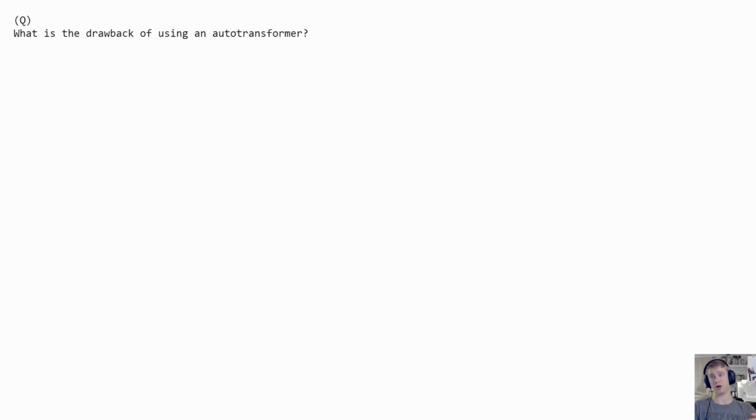Next, what is the drawback of using an auto transformer? And this would be that between the primary and secondary it lacks isolation. Next, what kind of motor is one with a wide range of speed? Okay, wide range of speed, this is a DC motor.